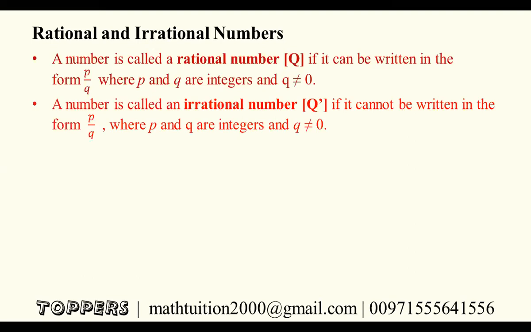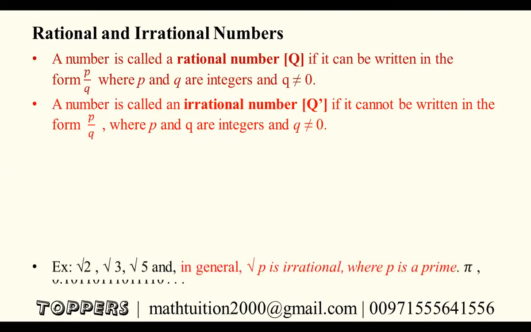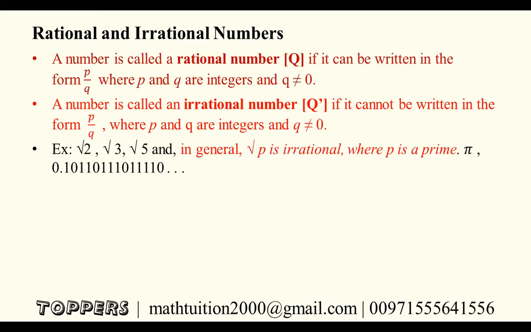What is an irrational number? A real number which is not a rational number is an irrational number. By definition, a number is called an irrational number if it cannot be written in the form p by q, where p and q are integers and q not equal to 0. Normally, rational numbers we denote by capital Q, and irrational numbers we can denote by Q dash. For example, root 2, root 3, root 5, etc. are coming under irrational numbers.